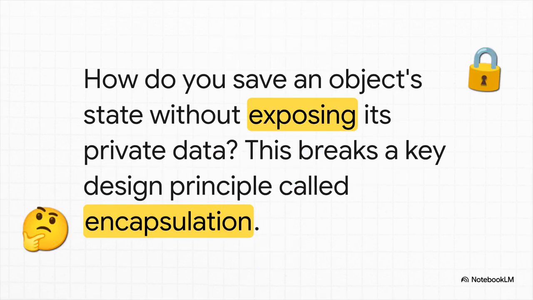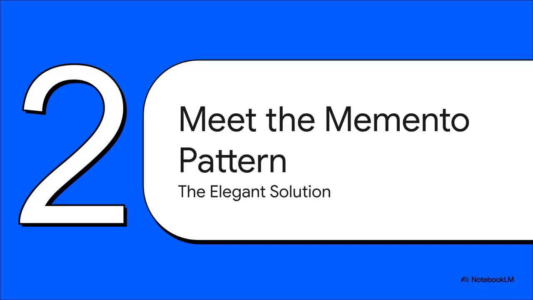And here's where it gets really tricky. This is the fundamental conflict. To save an object state, you have to get at its internal data, right? But one of the golden rules of good software design is something called encapsulation, which basically says keep your private stuff private. So how do you save the state without breaking the rules? So how do we solve this puzzle? Well, this is where our hero enters the story. It's time to meet the Memento pattern, the truly elegant solution to this very problem.